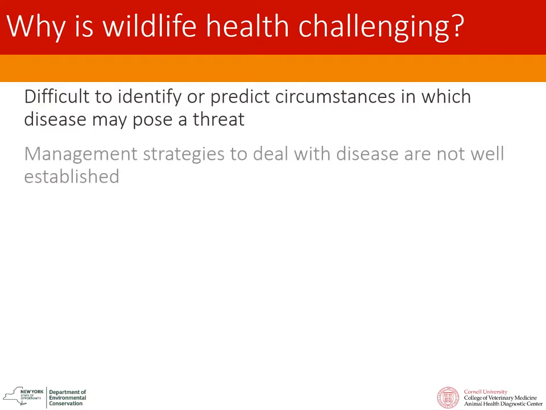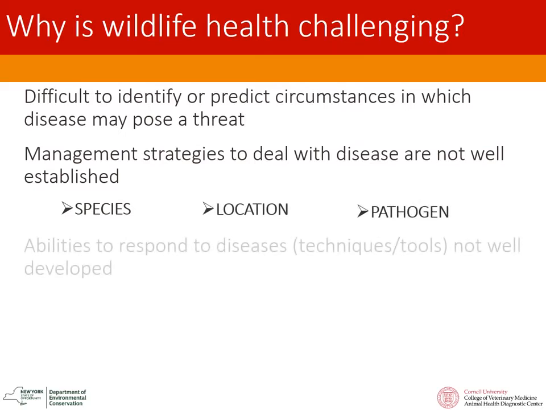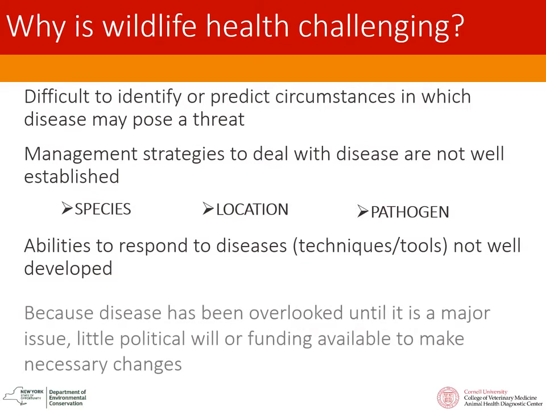We don't have the same ability to manage disease, often because there's jurisdictional issues on who is responsible for a free-ranging, unowned wild animal. It can depend on the species, the location, and the pathogen. Our abilities to respond to diseases using different tools and techniques have not been well developed, and often this has resulted from limited funding. Finally, because disease is typically overlooked until it's a major issue, there's little political or funding available to make necessary changes. We also deal with the public's desires and traditions that limit their willingness to make changes.